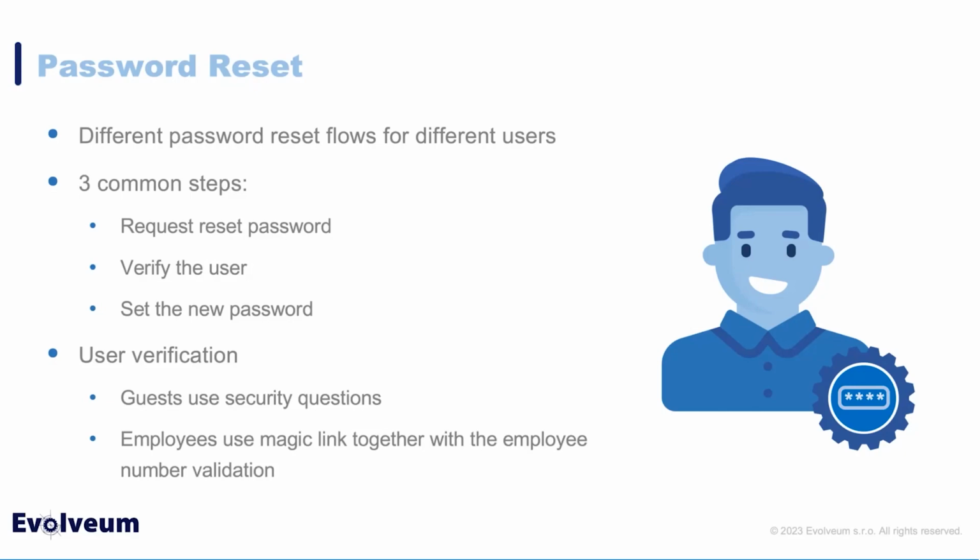In older versions, it was possible to define a common verification option. So, if the password reset was allowed and configured to use a magic link sent to the user's email, all users had to have email set, and if they requested password reset, the magic link was sent there. There wasn't a possibility to differentiate the password reset mechanism in such a way that, for example, guests will use security questions for verification, and employees will use a magic link together with their employee number validation for verification. Since MidPoint 4.7, this is possible.